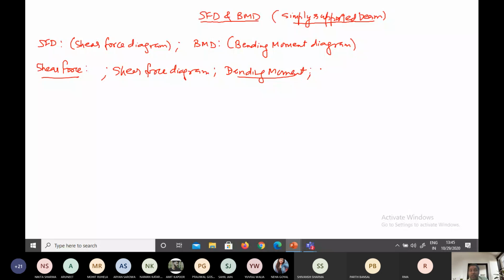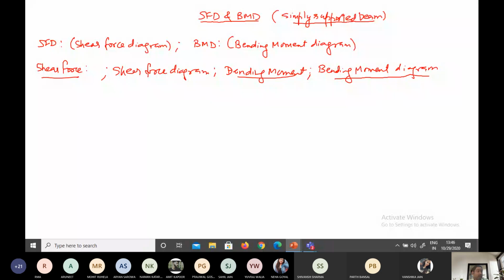Now write down the last definition. Sir, please repeat. Okay. Before that, I am repeating bending moment once again. The bending moment at any cross section of a horizontal beam is the sum of moments about the given cross section of all the forces (including the support reactions) to the left of the cross section. Okay, this is bending moment.